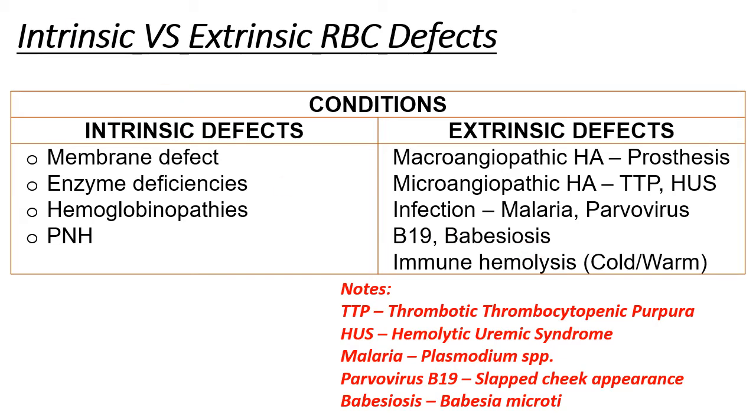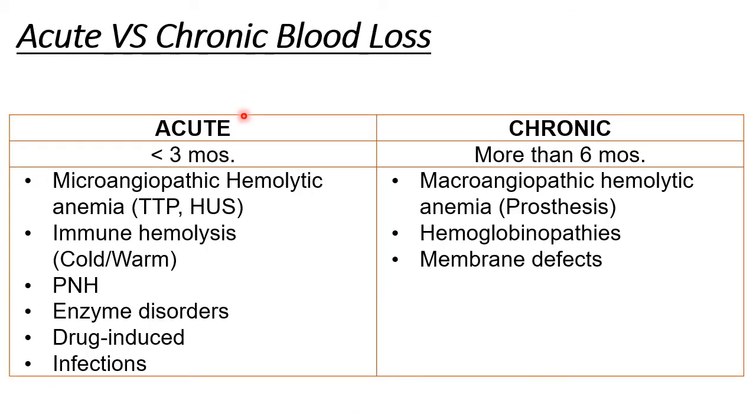In addition to that, meron tayong mga antibodies, present outside the RBC which targets the RBC membrane. So, either cold or warm. Ano nga ulit ang may cold antibodies? ABO, mga ABO antibodies. Ang sa warm, yung mga RH antibodies. Okay. Acute blood loss versus chronic blood loss. Again, according to timeline yan. Pag acute, less than 3 months. Pag chronic, more than 6 months.